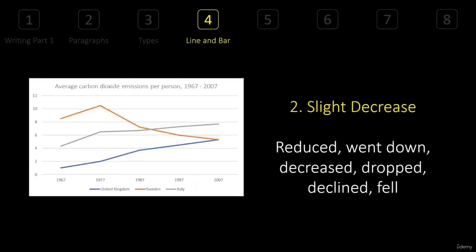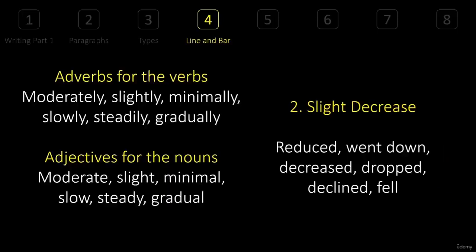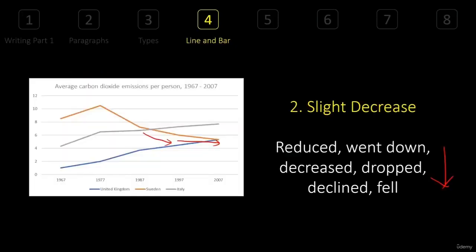Good. Second one is slight decrease. You see here, there's a slight decrease compared to this one. And this is what we call slight decrease, not sudden, slight. So you can say reduced instead of decrease, went down, decreased, dropped, declined, and fell. All of these are verbs. And if you remember, what do we use to describe verbs? Adverbs. The same adverbs and the same adjectives you can use. So for example, slightly declined. So these are slightly declined carbon dioxide emissions. Got my point?